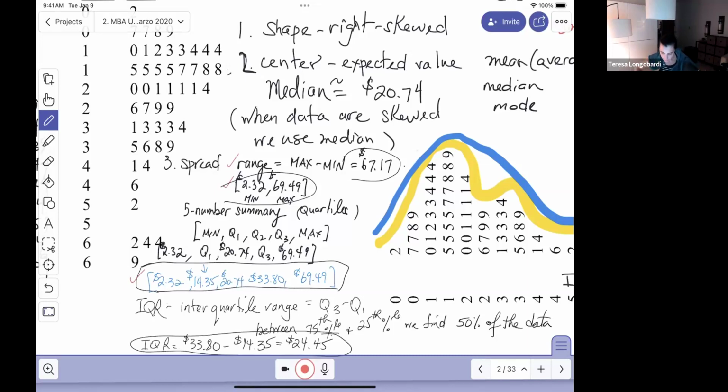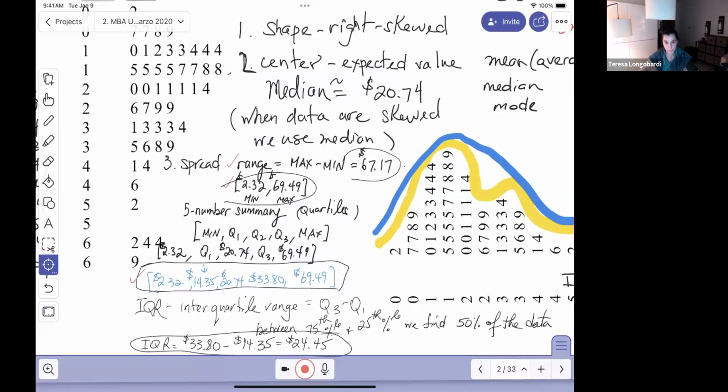So this information says that the middle 50% of data has a range of 24.45, but then if you think about it, are you sure it's 24.45?